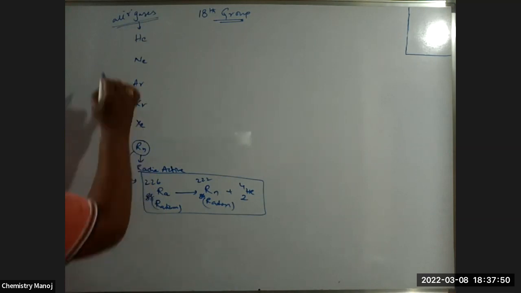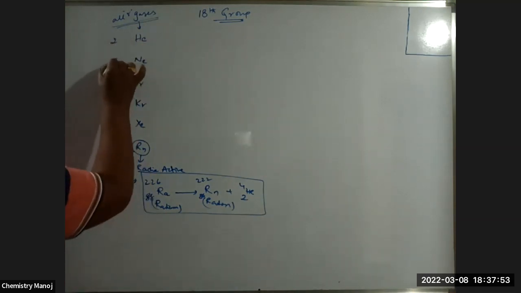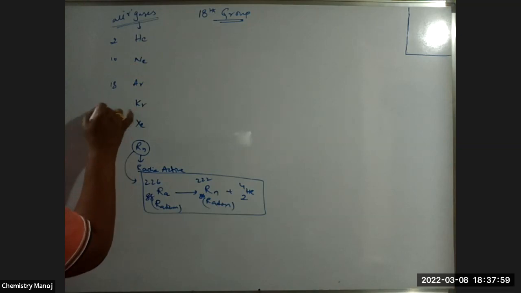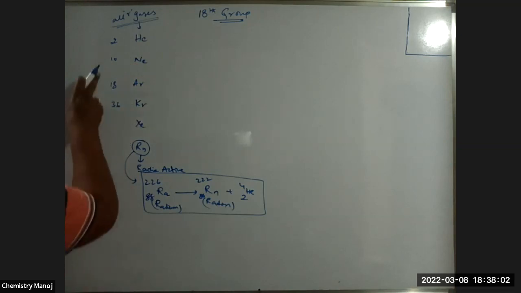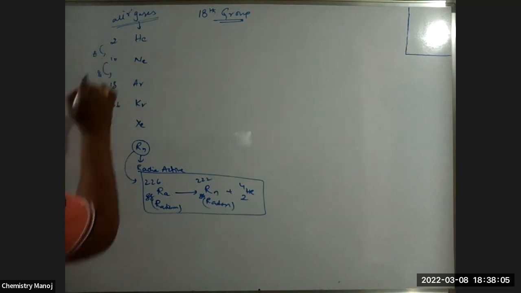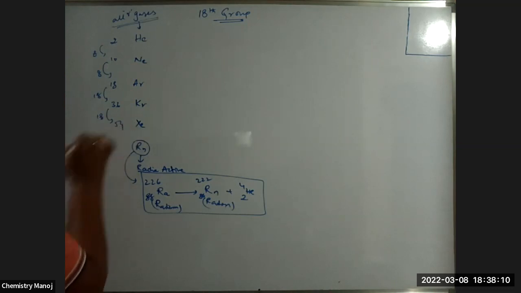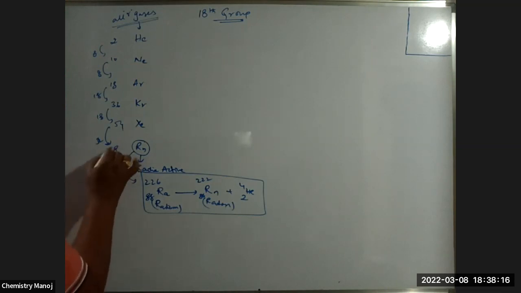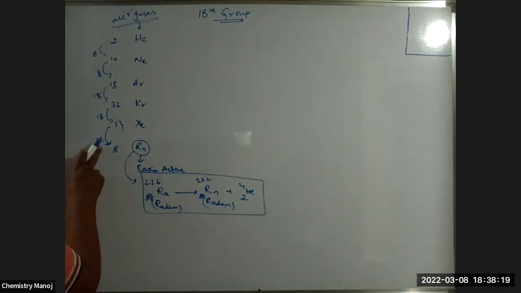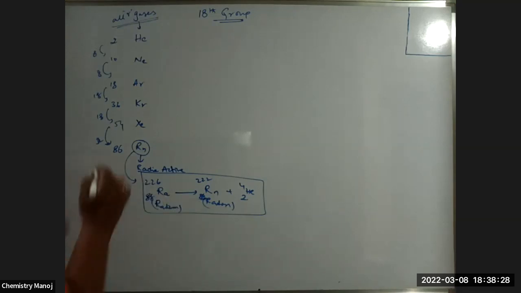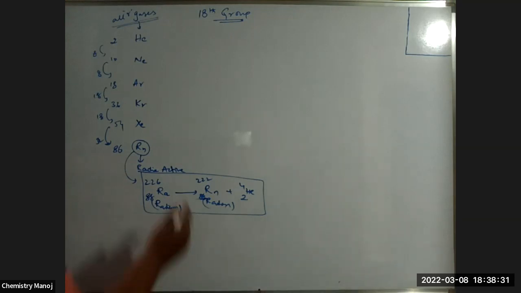Now, their atomic numbers. How are these? Helium is 2, add 8, 10, add 8, 18, after addition of 18, 36, add 18, 54, add 32, 86. That is why it is 86. So these are the atomic numbers of the corresponding elements.